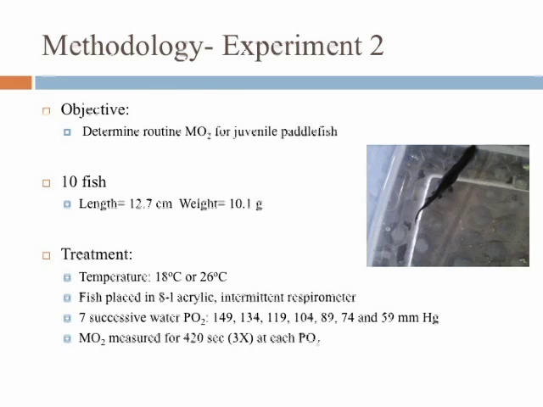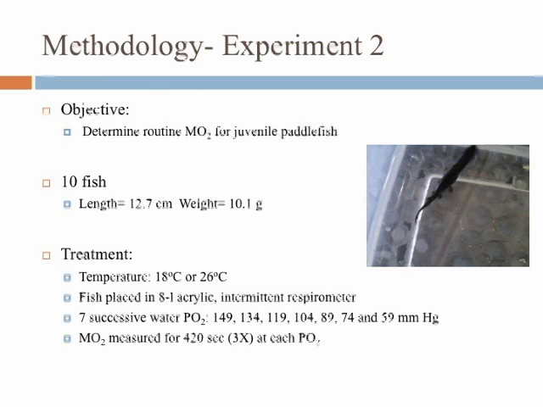For our next experiment, having seen this, we tried to understand oxygen consumption at these different partial pressures of oxygen. We had the same size of fish and the same treatment temperatures. We put the fish in an intermittent respirometer and had 7 successive water PO2s, starting at 149 and degrading using the same rates.